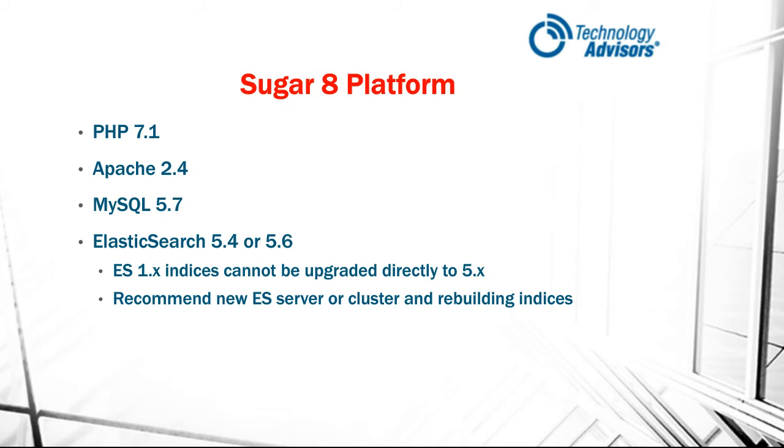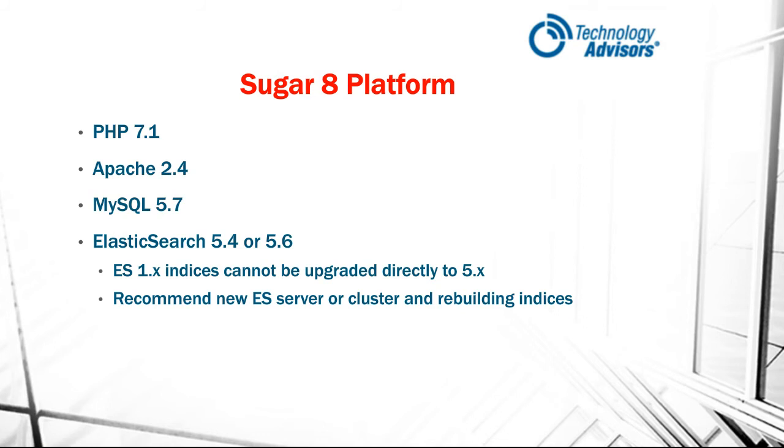And Elasticsearch 5.4 or 5.6. 5.4 has an end of life of November 4th, 2018, and 5.6 has an end of life date of March 11th, 2019. So if you're planning to do a new on-premise install, obviously you'd want to go with the most recent version, 5.6, so you get that longer end of life date.